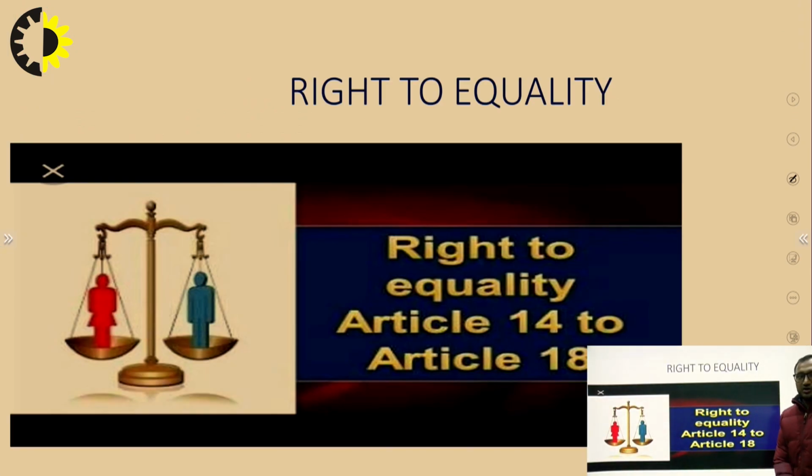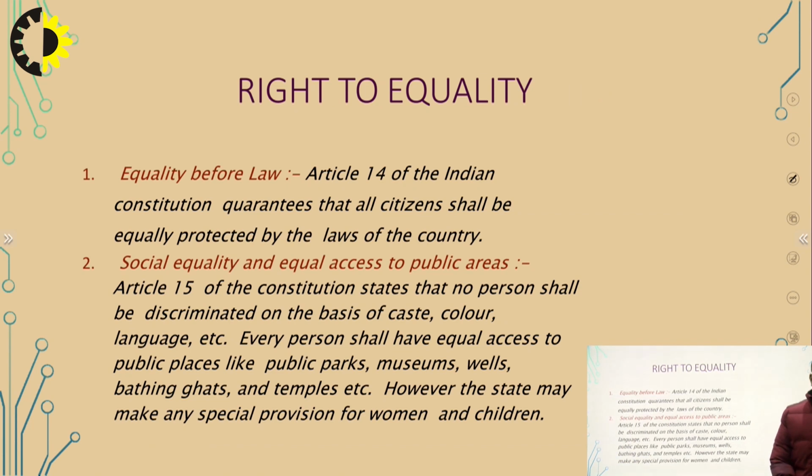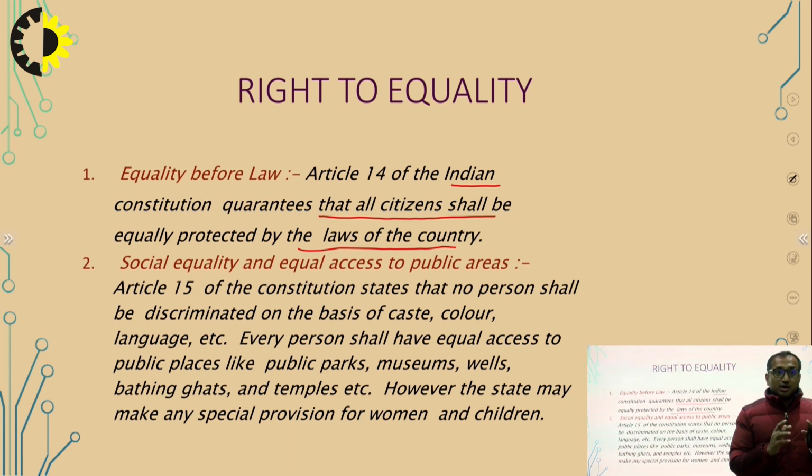First, right to equality. This right to equality is defined in Article 14 to Article 18 of our Indian Constitution. So what does this say? Equality before law. Article 14 of the Indian Constitution guarantees that all citizens shall be equally protected by the law of the country. As we know, we are around 140 crore people in our country. So every person born in India has the same kind of right. They have the right to good education, the right to go to a good school, the right to speak whatever they want, but it should not go against the national security of our country. Right? This gives equal right to every citizen.